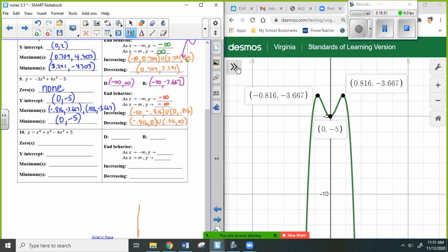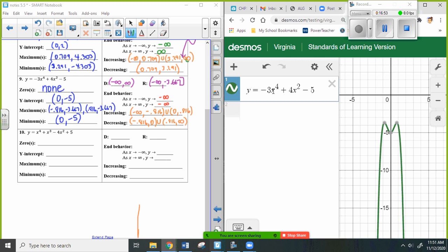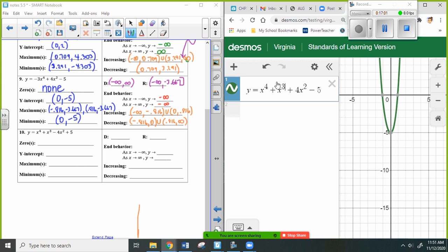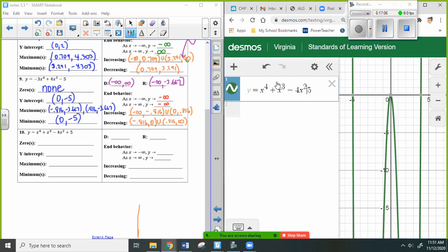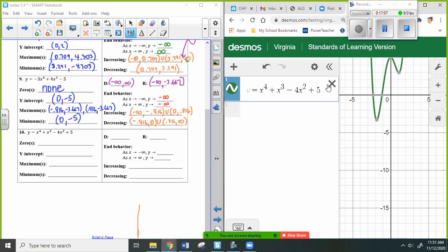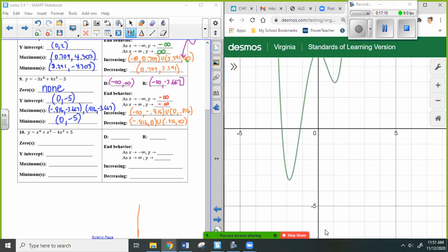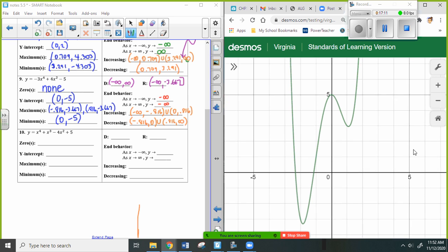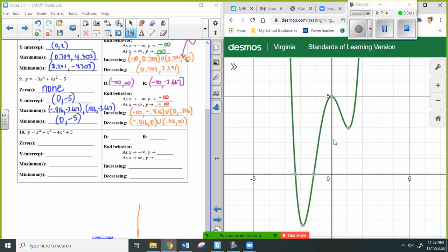All right. Last one. I'm just going to edit what I already have typed in. I need to squeeze the plus x cubed in there. Change this to a minus. Change this to a plus. And I've got a completely different graph. So let me slide that around. Even though it's weird, is it still an M or a W?